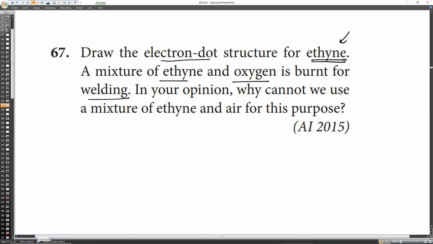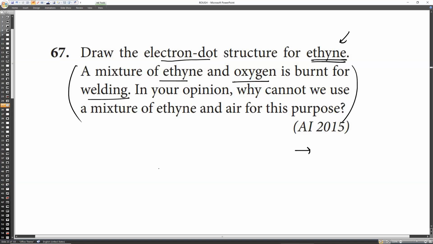This we have discussed. If you burn it in open air, it will burn with a sooty flame, which is considered incomplete combustion, and will not provide a sufficient amount of heat that is required to melt the metal. So that is very important: a sufficient amount of heat is required to melt the metal for welding purposes. This is an important line for this answer.